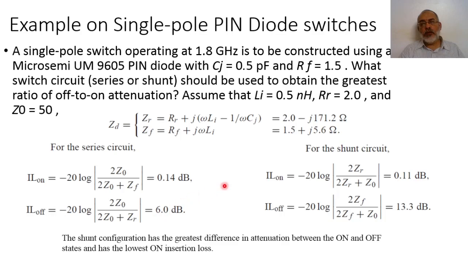On the other hand, for the shunt circuit, the insertion loss for the on state is minus 20 log of 2Z diode over 2Z diode plus Z0, where Z diode in the on state for the shunt is when the diode is reverse biased. So we apply Z reverse here to find the insertion loss for the on state. We find that the insertion loss in the on state would be 0.11 dB.